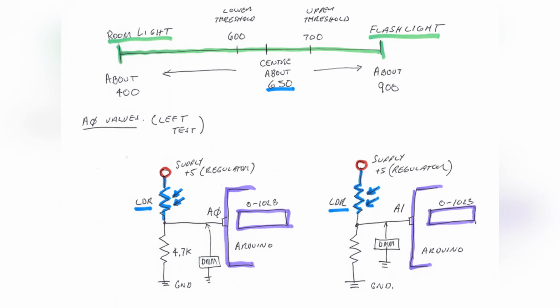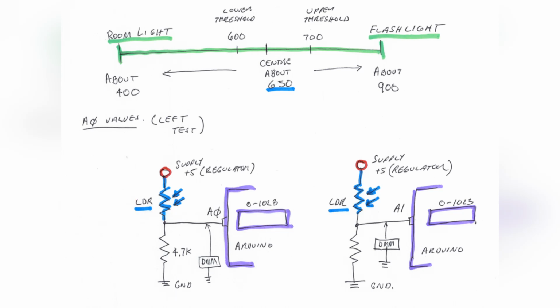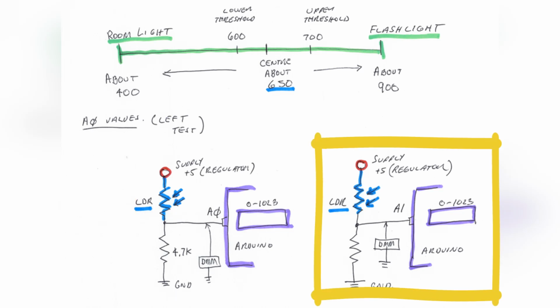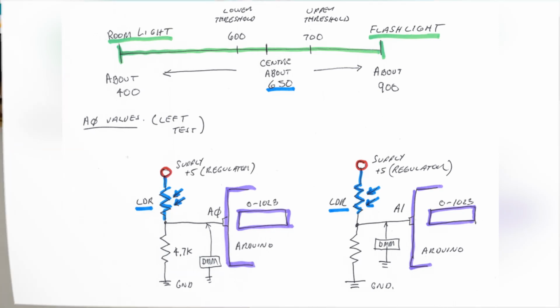Attached is a schematic that I used to measure the photocells, and I created one for A0 and a circuit for A1. Both of these cause the voltage to increase as an increase in light level occurs. And then I measured the room light and found the A0 value, which was about 400. Did the same thing with the flashlight and found a value of 900. And then there was a center point of 650, and then I created an upper and lower threshold for the two.